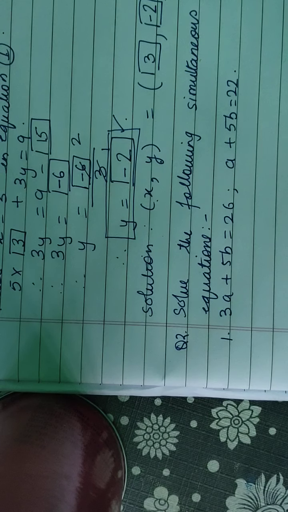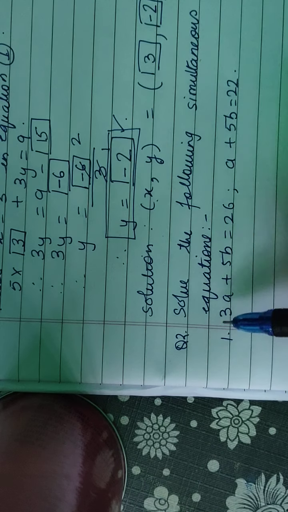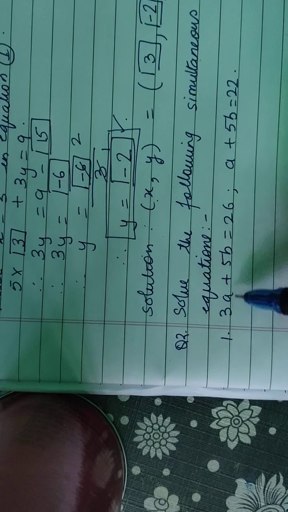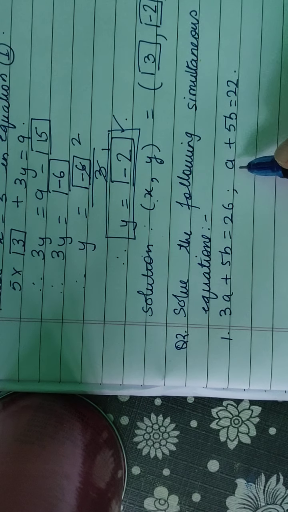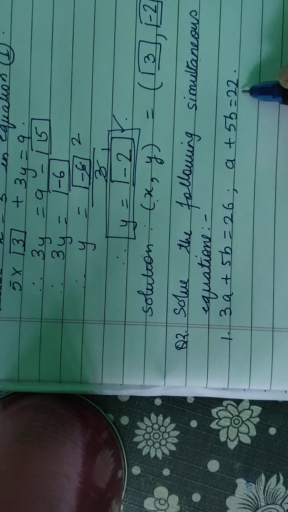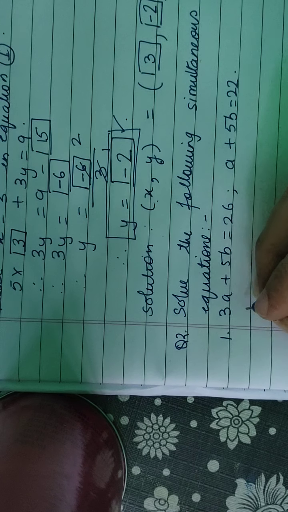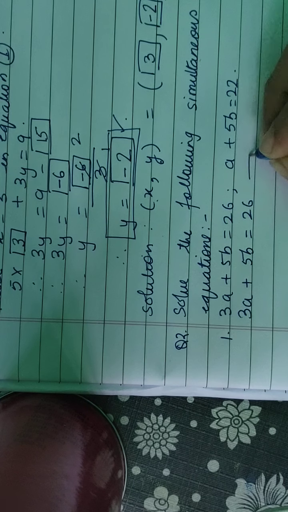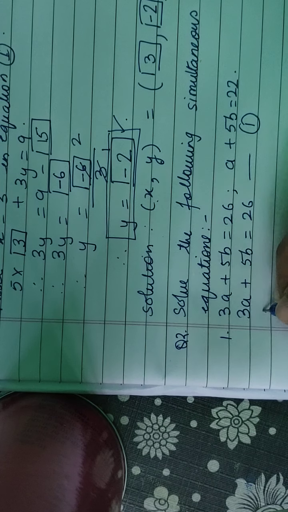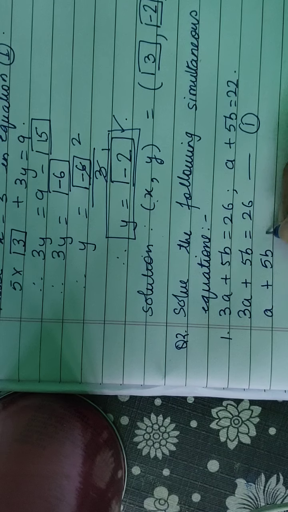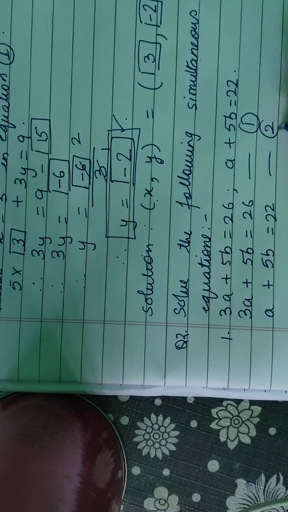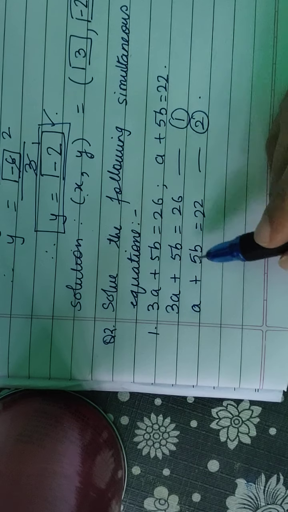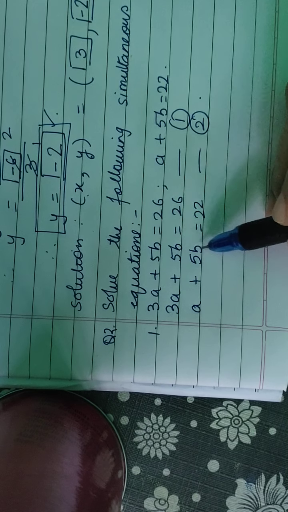I hope you have understood the first sum. Now we'll go to question number 2. Solve the following simultaneous equations. The first sum says 3a plus 5b is equal to 26 and a plus 5b is equal to 22. So first thing that we are going to do is we are going to mark the equation 3a plus 5b is equal to 26 as 1 and a plus 5b is equal to 22 as 2. So this is the first step. After that we will see if we have the numbers in common.